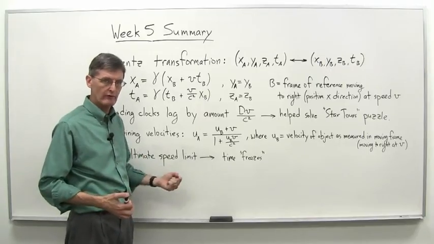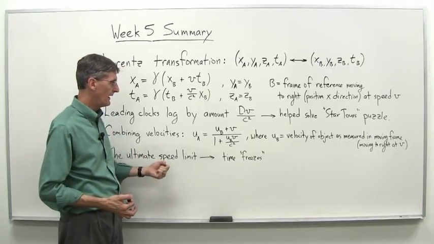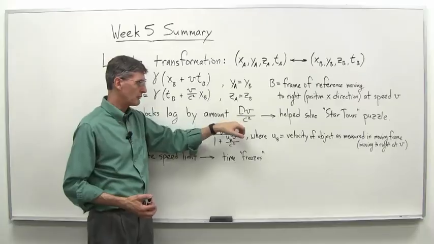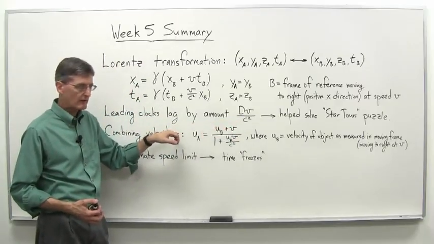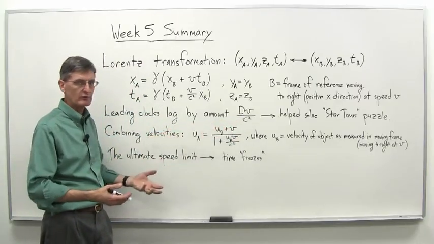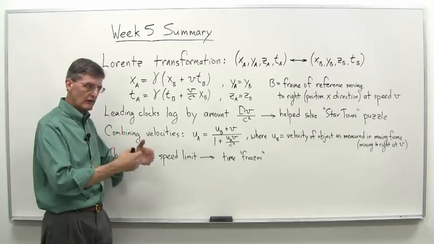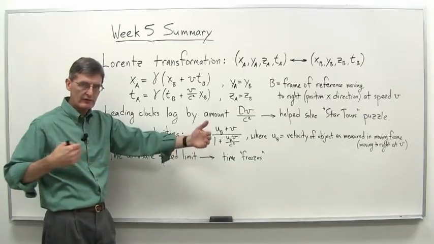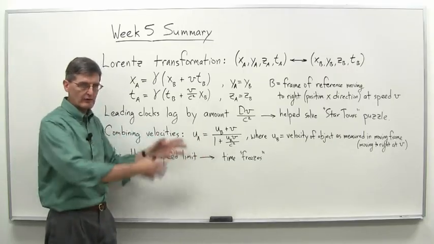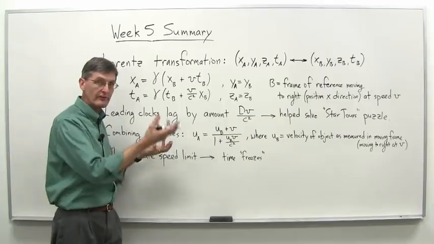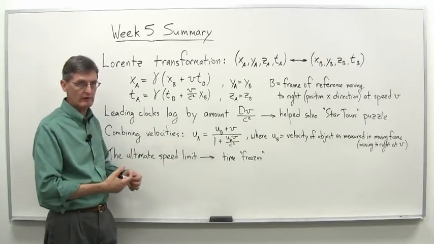We hit sort of a wall, a puzzle there, and discovered that it was answered very nicely by remembering this leading clock's lag concept, which really is a special case of the whole idea of the relativity of simultaneity: that clocks in one frame of reference, say Bob's clocks, will be synchronized in Bob's frame, yet if Alice looks at them, they're not synchronized.